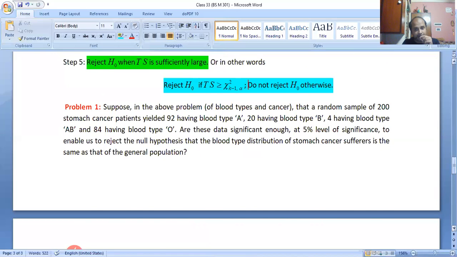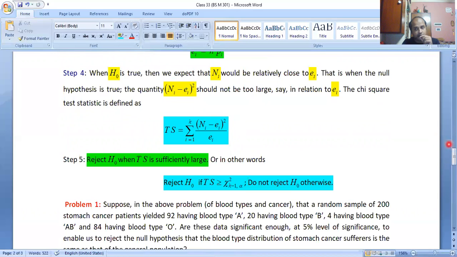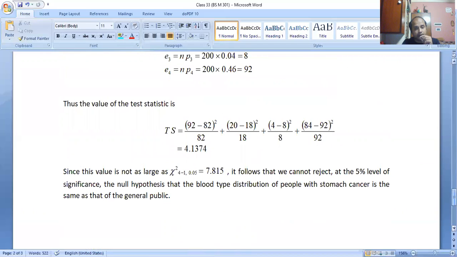The test statistic has been defined in the following manner. By using this rule, we have written TS to be 92 minus the expected frequency 82, squared, divided by 82, that means the expected frequency. Then 20 minus 18 squared divided by 18, 4 minus 8 squared by 8, and 84 minus 92 squared by 92. And if you calculate the test statistic, we get 4.1374. This is my calculated value of the test statistic.